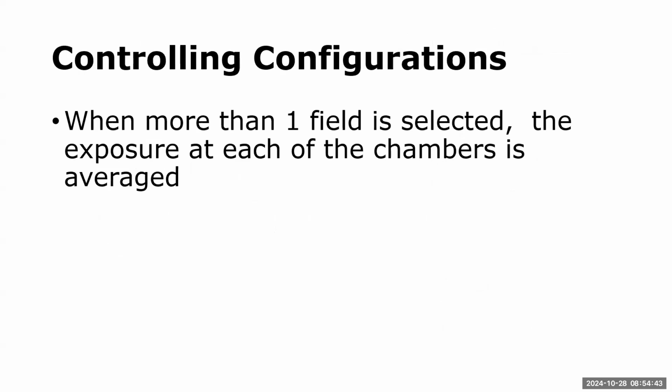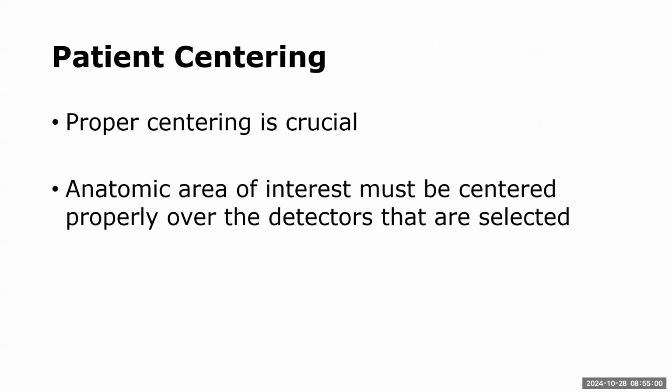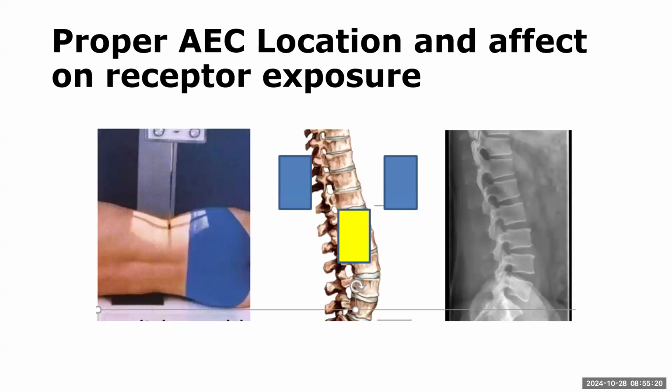When more than one field is selected, then the exposure at each of the chambers is averaged. So if you have all three of them selected, which sometimes we do for different things, sometimes places do that for abdomens, they choose all three, then it's just going to take an average of all of those. Patient centering is the other crucial factor when it comes to the AEC being used properly. The anatomic area of interest has to be centered properly over the detectors that are selected. So, for example, proper AEC location and its effect on receptor exposure.